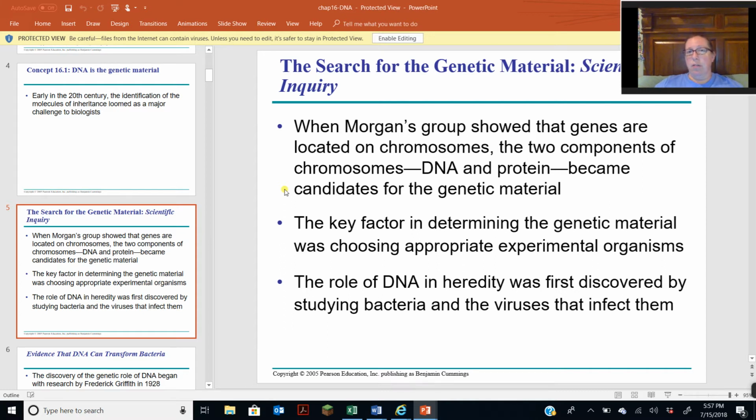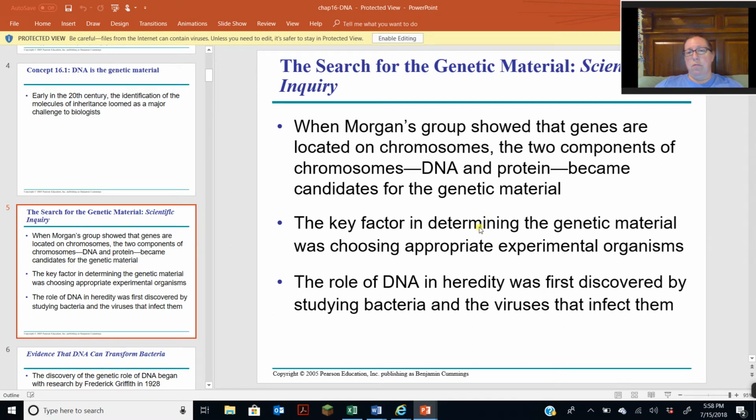Okay. Very closely after him came Morgan. Morgan's group worked with Drosophila, and they basically showed that these genes are located on chromosomes. So you had the chromosomal theory, was what it was called. But again, it's not that they didn't know that there was DNA and that there was protein. They just became candidates for the genetic material because we were nowhere near where we are today in terms of molecular biology. So molecular biology is relatively new, okay?